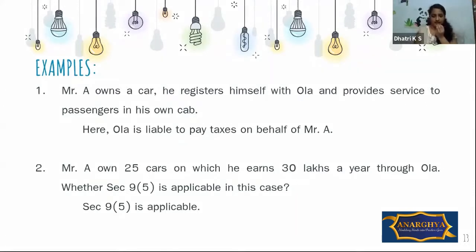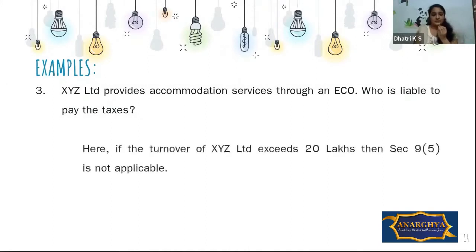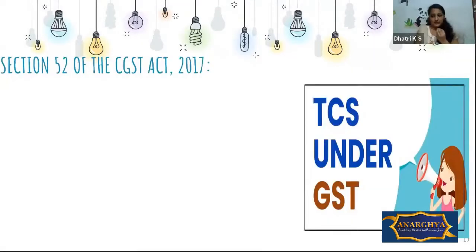We'll move on to one more example. X Limited provides accommodation services through an electronic commerce operator. Who is liable to pay taxes? In case of accommodation services, it depends upon XYZ Limited. If XYZ Limited is liable to get itself registered under Section 22, Subsection 1 of the Act, then Section 9, Subsection 5 is not applicable. So this was about Section 9, Subsection 5 of the CGST Act 2017.